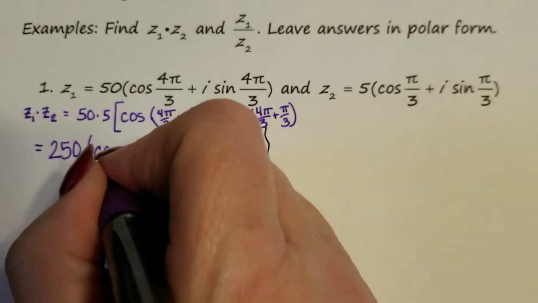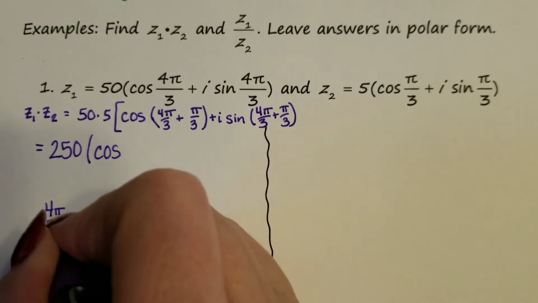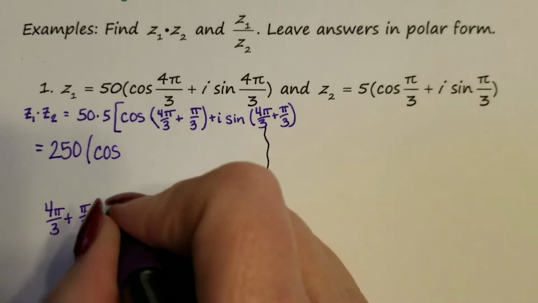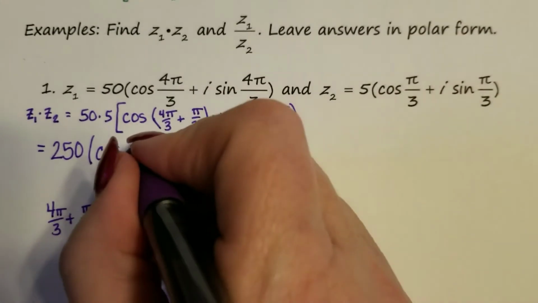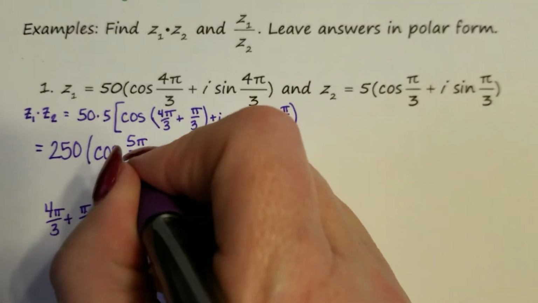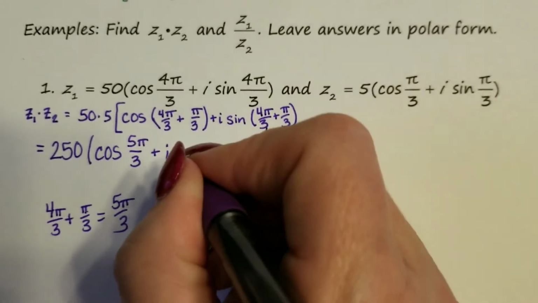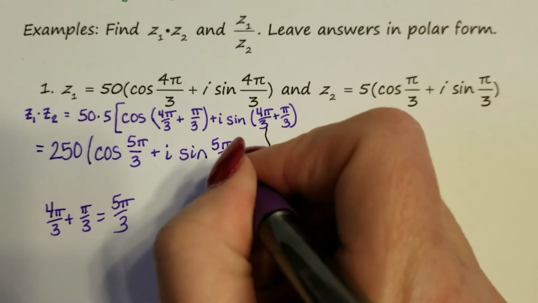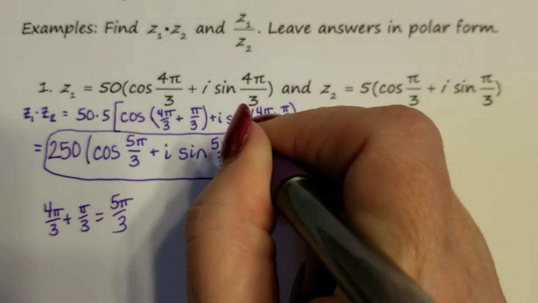And I'm going to have cosine, and just 4 pi over 3 is going to be added to pi over 3. So 4 pi plus pi is 5 pi over 3. So that's going to be my sum here, 5 pi over 3. Plus, don't forget the i, sine, and that will also be 5 pi over 3. Not a lot of work to get to that.